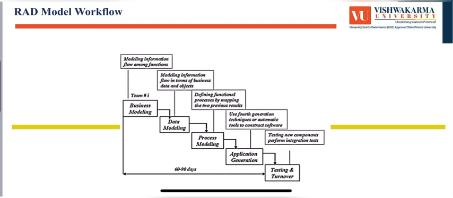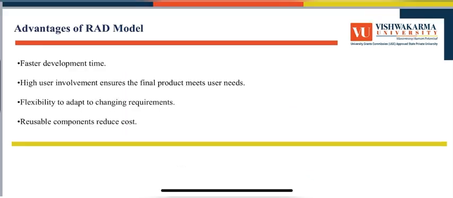So let's move to the RAD model workflow. This diagram depicts the workflow of the RAD model. The workflow is: first is business modeling, then data modeling, then process modeling, then application generation, and last is testing and turnover. The feedback is collected at every phase, enabling adjustments and refinement.